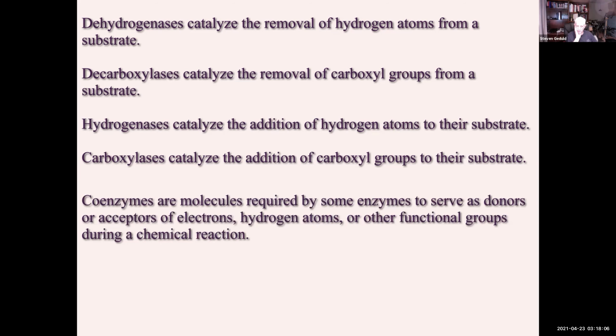Okay, coenzymes. A lot of important reactions in the body rely upon coenzymes. So coenzymes are molecules required by some enzymes to serve as donors or acceptors of electrons, hydrogen atoms, or other functional groups during a chemical reaction. So they work with the enzyme to have their end result affected. They'll accept electrons, hydrogen atoms, or different functional groups, and then allow the chemical reaction to occur. You need the coenzyme to attach to the enzyme for that functional group.